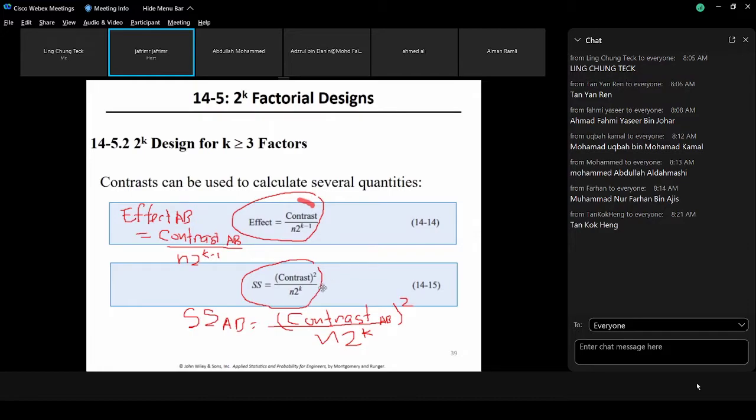Okay, I think this is a different formula, right? If you use two-factor multiple level, you calculate a very long formula. But if you are using only two-factor, you can use this formula. So you can use this formula, effect and sum of square, contrast. That's why we need to know contrast. Contrast can be used to calculate effects and sum of square.